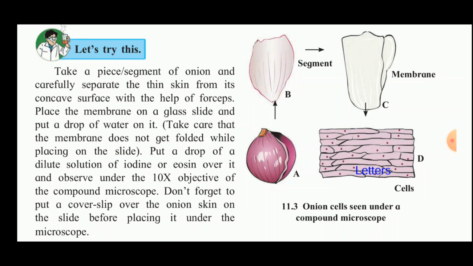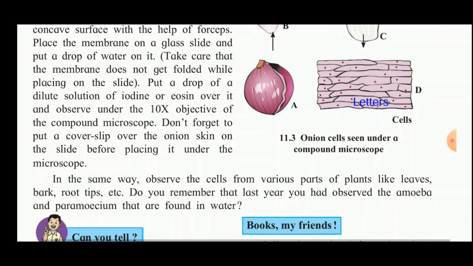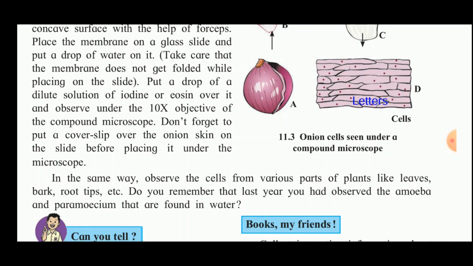Take care that the membrane does not get folded while placing it on the slide. Put a drop of dilute solution of iodine or eosin over it and observe under the 10 times objective of the compound microscope. Now 10x means 10 times. 10 times means what? The size of the image will be 10 times the size of the object. So don't forget to put a cover slip over the onion skin on the slide before placing it under the microscope.